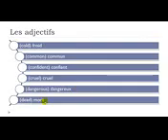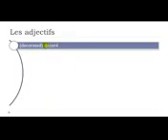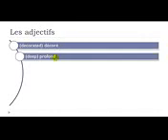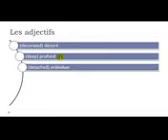Mort. Final T not pronounced. O-R, or. Mort. Décoré. Okay, so E accent aigu, E accent aigu, E. Décoré. Décoré. Profond. Final D not pronounced. O-N, on. Profond. Individuel.